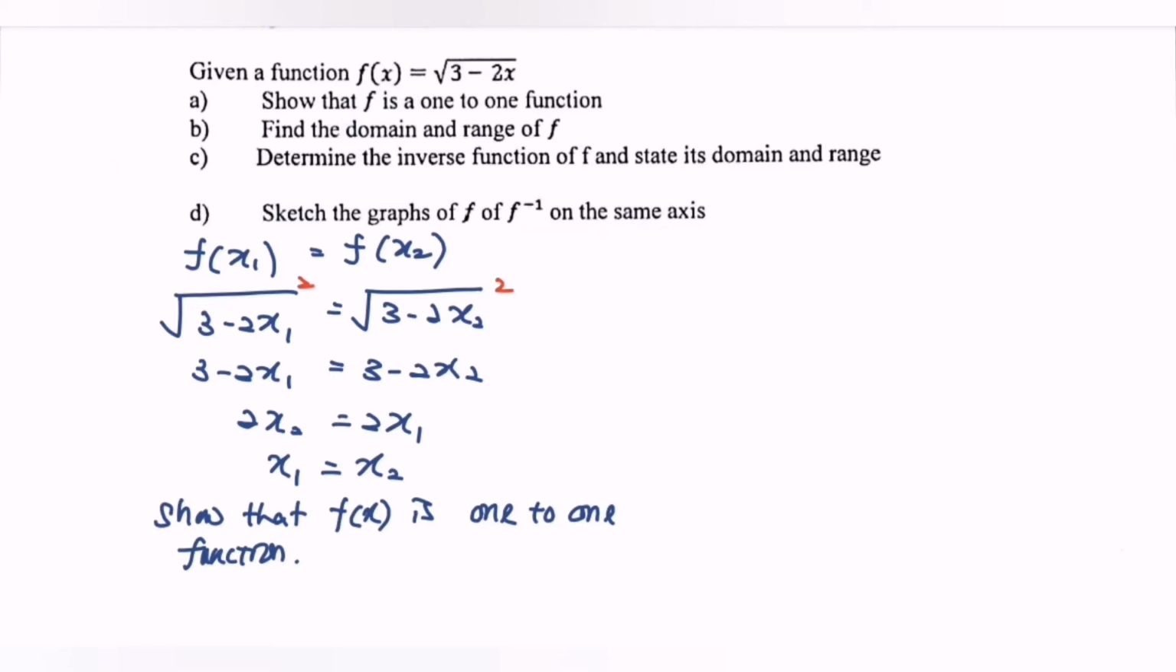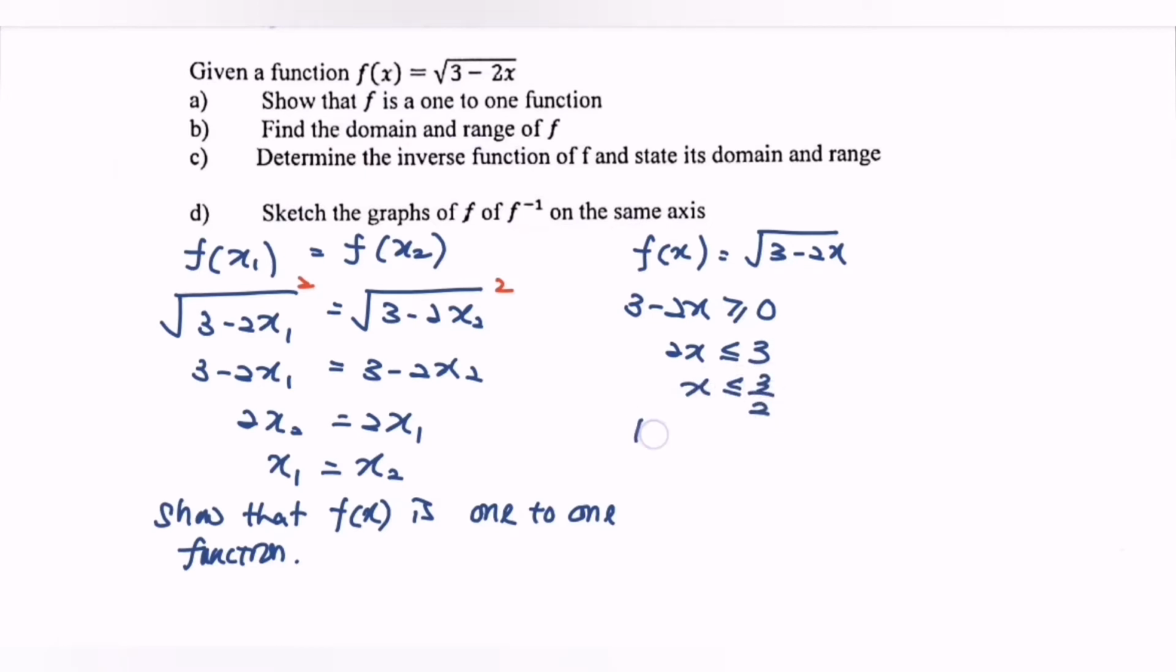B. Find the domain and the range. By referring to the function, we have f(x) equals the square root of 3 minus 2x. In order to find the domain, 3 minus 2x must be greater than or equal to 0. Kindly rearrange, so we have 2x is less than or equal to 3. So x is less than or equal to 3 over 2. So the domain for f is negative infinity until 3 over 2.